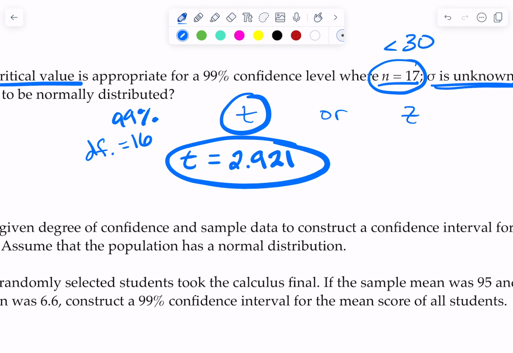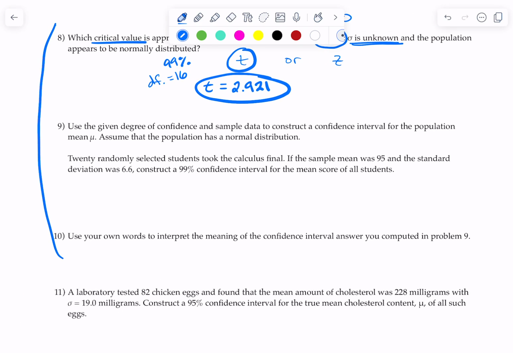Okay, see if you find 2.921. 99%, and then you go down, 16 degrees of freedom, 99%. Yes, did you also get that? Cool, that was an easy problem.